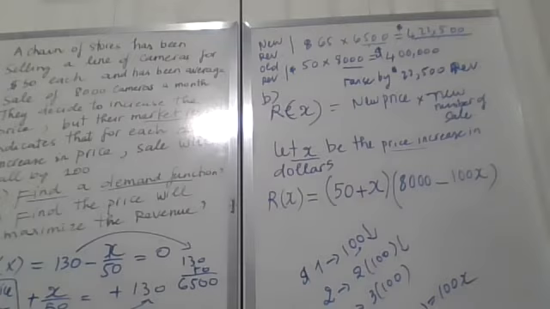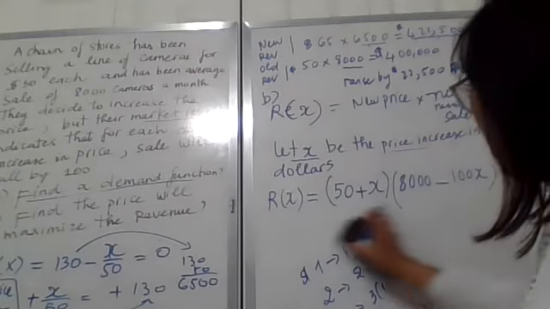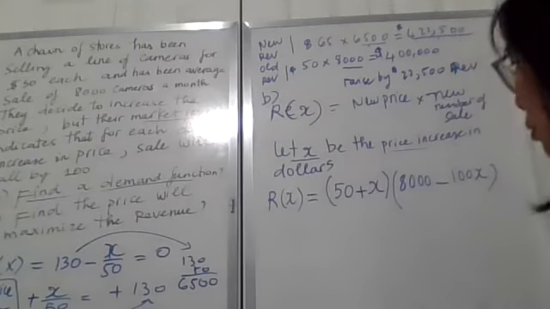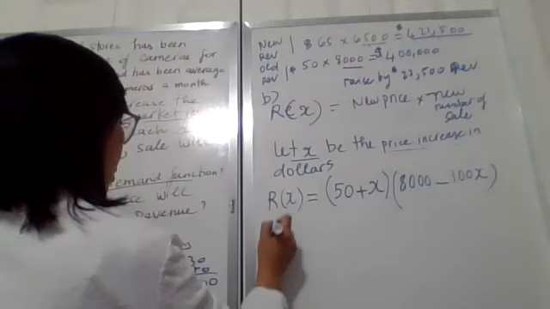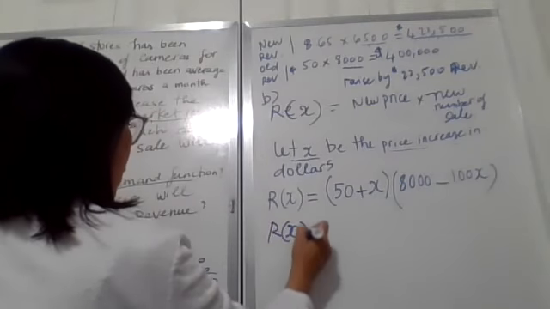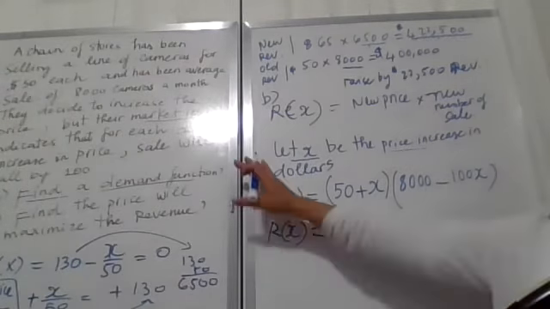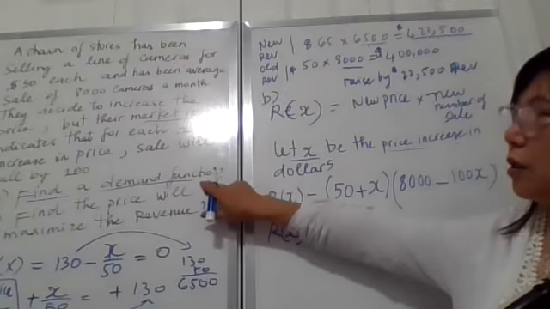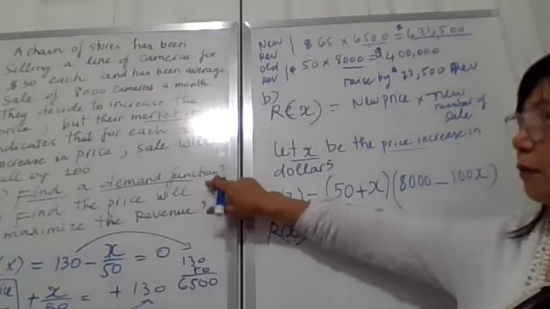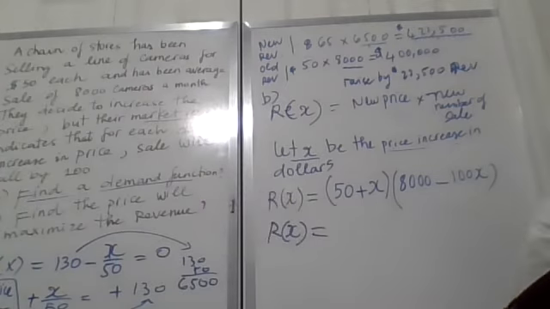So x, the number of sales decreasing, will be x times 100. So that's how we get this equation. So let's find out our revenue function. Now I think this is a lot easier to think about, but because we stuck with question A, we have to find the demand function, so we have to go through the more difficult process.